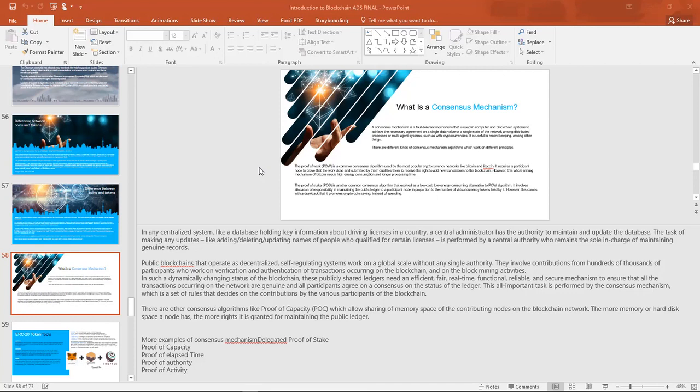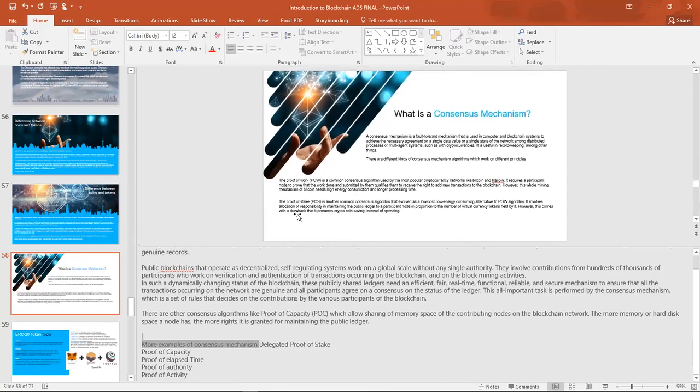Then we have more examples of consensus mechanisms. These ones you can actually research in more detail. We have delegated proof of stake, which is similar to proof of stake. If you're creating a token on a blockchain, you can use the full proof of stake or delegated proof of stake. So there is a difference.